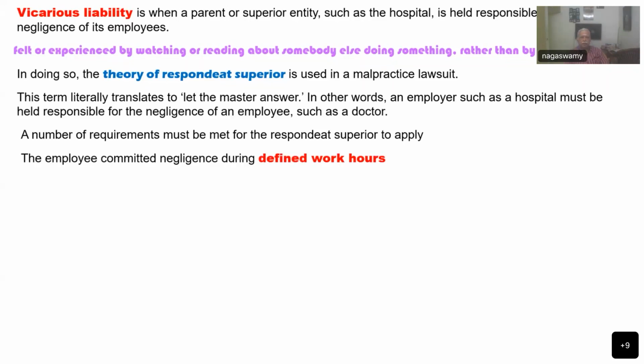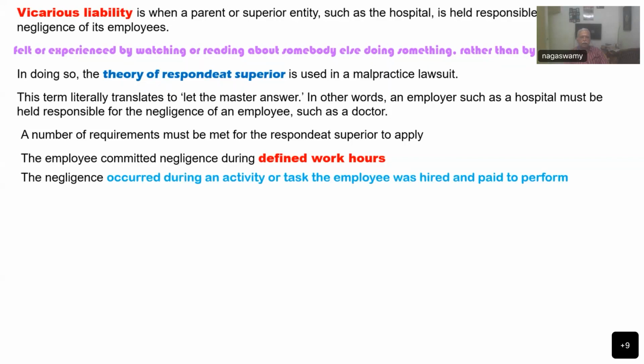The employee committed negligence during the defined work hours. That should have been the first and foremost criterion. And it occurred during an activity or task the employee was hired and paid to perform. For example, if an anesthetist commits a negligent mistake, he is not observing the patient properly, he gives a spinal and goes out, sits in the dressing room, and the patient goes into hypotension and has a problem. That means he has not performed his duty during the defined working hours, and he is paid to look after the patient after giving anesthesia, and he has not been doing that. So that will be again the responsibility of the management.